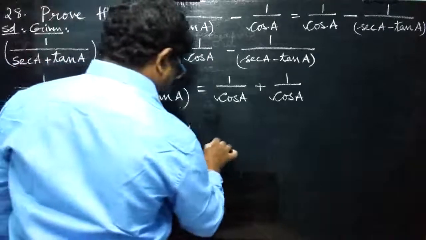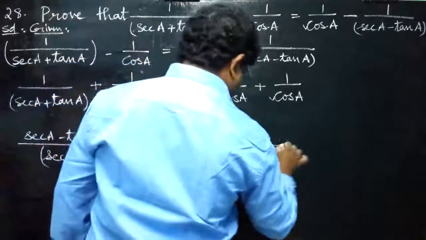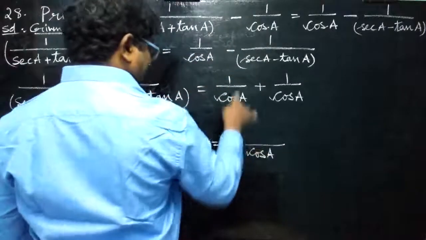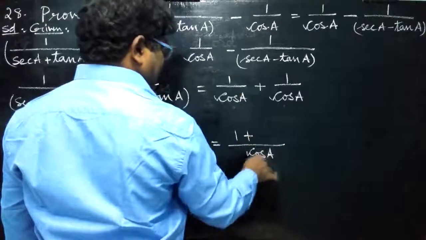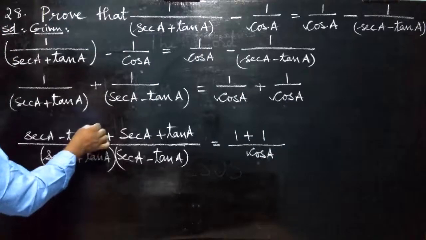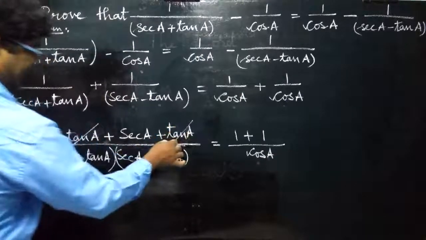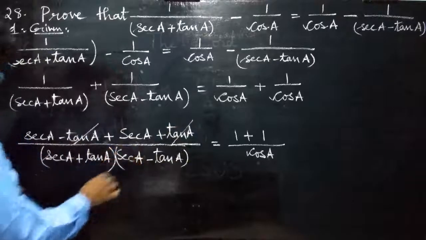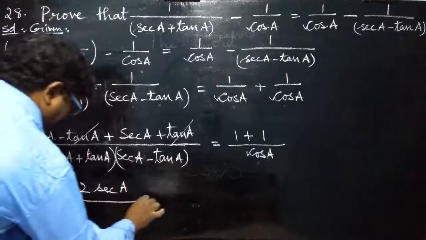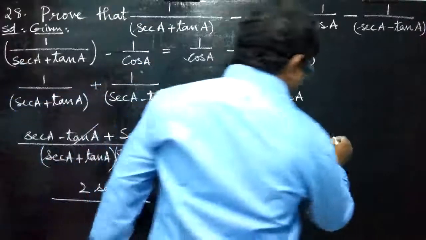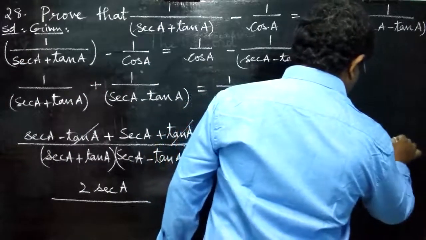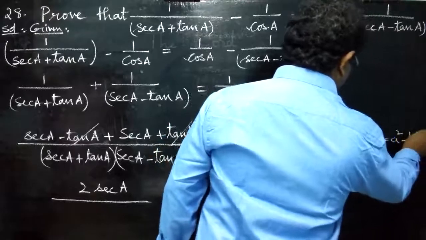Is equal to, here cos A is the LCM. So cos A goes in cos A one time, 1 ones are 1, plus again cos A goes in cos A one time, 1 ones are 1. Now minus tan A plus tan A get cancelled. Secant A plus secant A is 2 secant A. 2 secant A by, the denominator is in the form of A plus B into A minus B. You know this formula. What is that formula? It is A square minus B square.